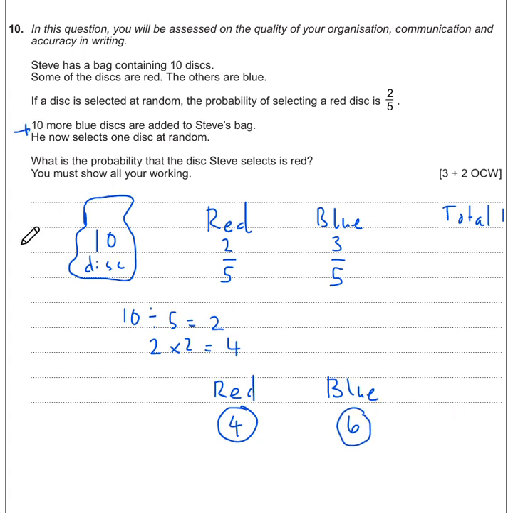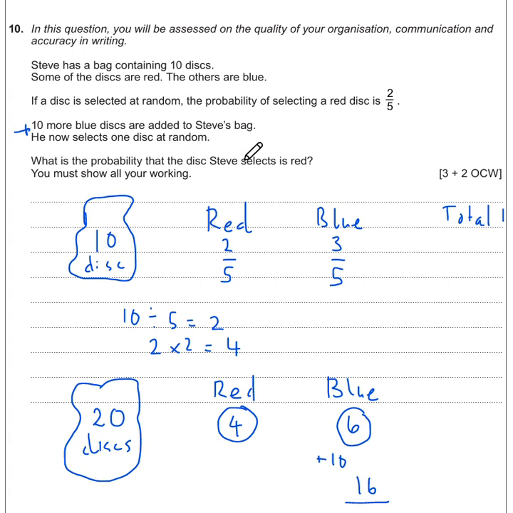Okay, we're up to this. Let's go back to the question all the time and reread it so that we know what to do next. So 10 more blue discs are added to Steve's bag. Let's have a think about how many discs we have got in our bag. We started with 10 and we've added 10, so now we've got 20 discs. We've added 10 blue, so we've now got 16. And the red is going to be just the same, isn't it? We've not added any more red discs.